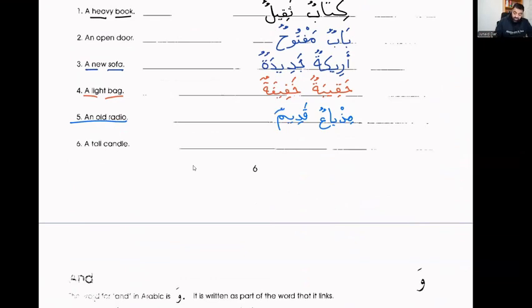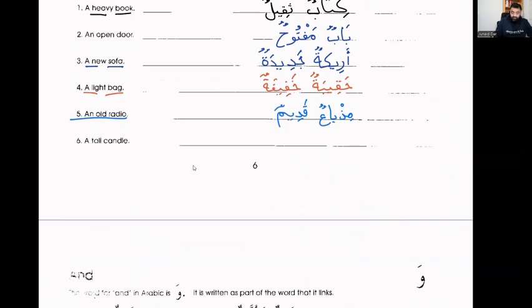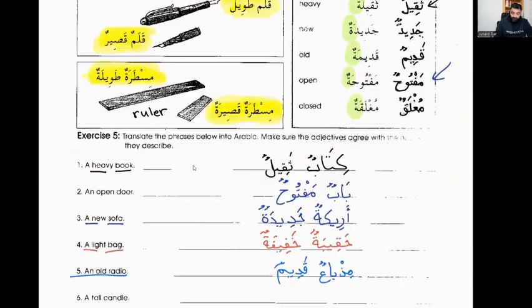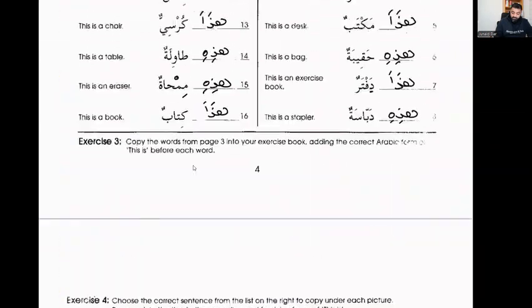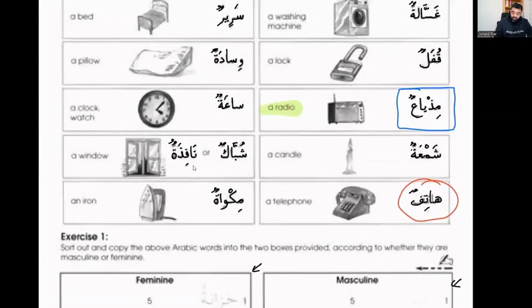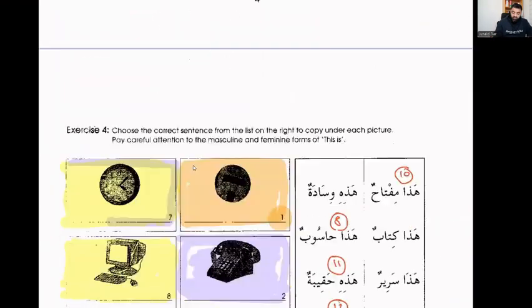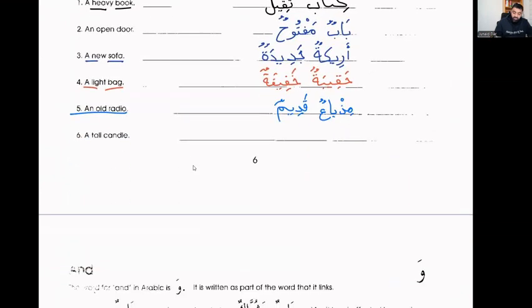All right, last one, Bushra, you got this. A tall candle. Candle. I remember we did candle. There we are. شمعة. Good. Shama'atun. So let me write it here. So we got sham'atun. Okay, and the word for tall.